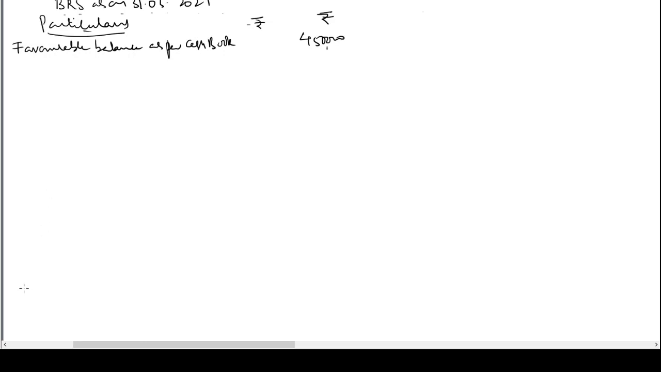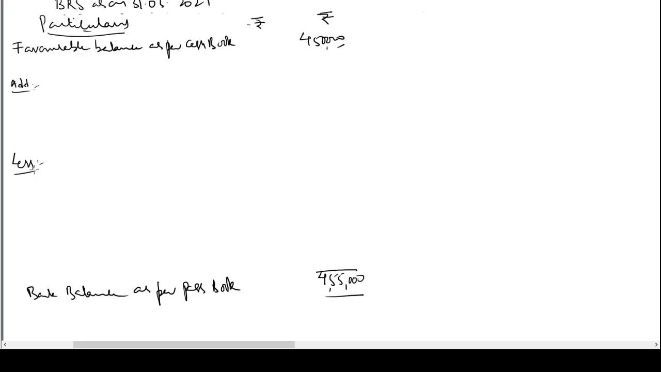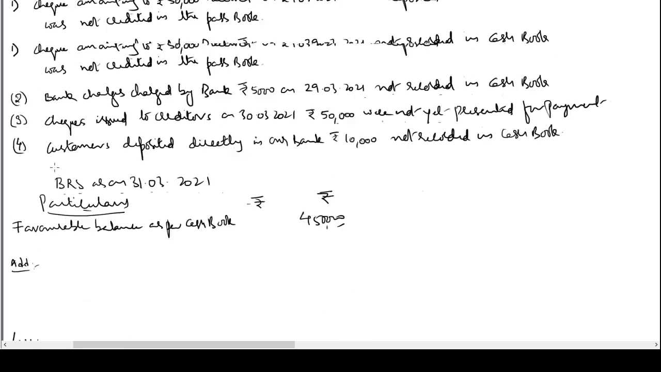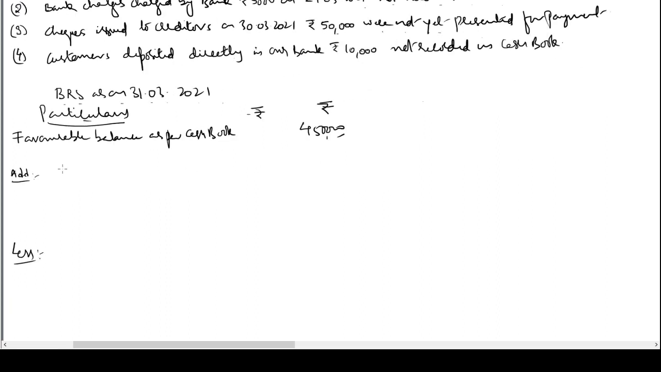If I start with cash book as the balance, I should arrive at the bank balance as per passbook as the solution for the problem or as the end point of the statement. 4,55,000 I have to arrive at. So I have to show that 4,50,000 is 4,55,000 because of certain reasons of differences which I may add and less here.